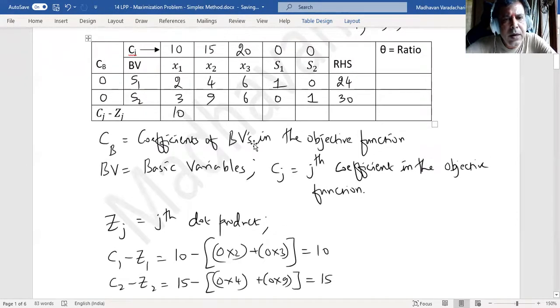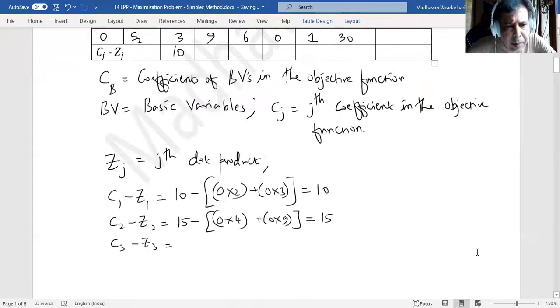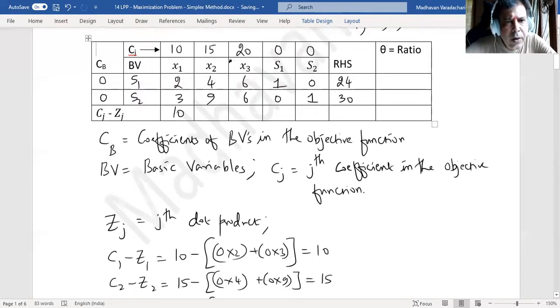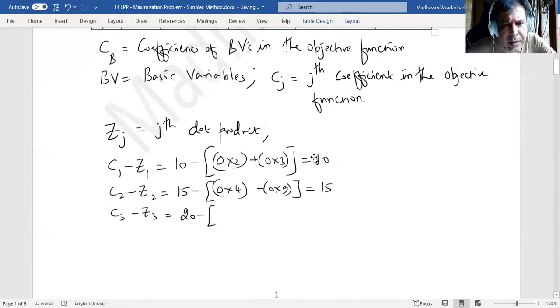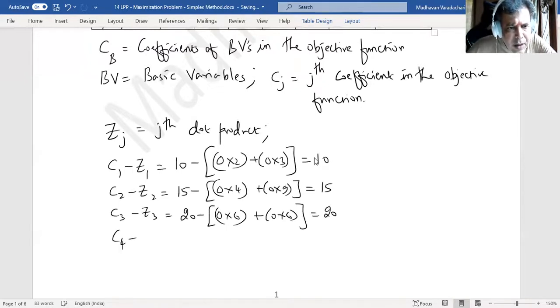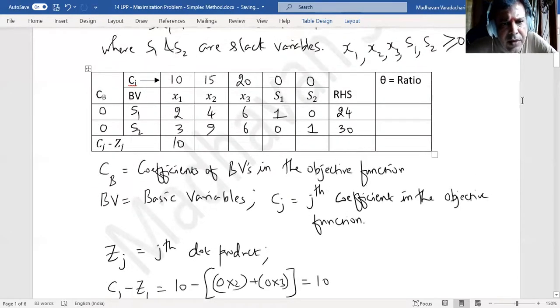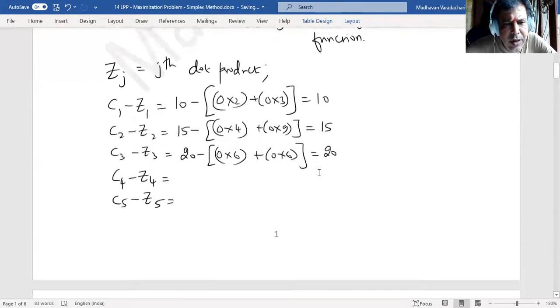Then third one, 20, minus of 0 into 6 plus 0 into 6. So we get 20. Now C4 minus Z4, C5 minus Z5. What is C4? It is the fourth coefficient, which is 0. Fifth also is 0. So here both places I will write 0 and 0.